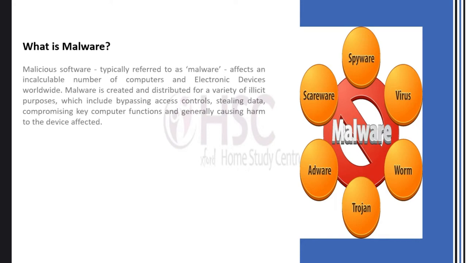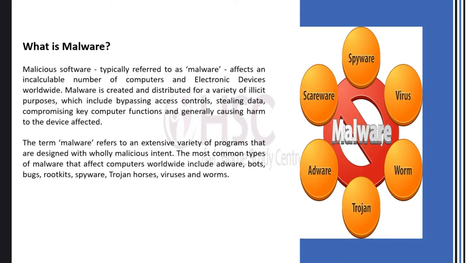What is malware? Malicious software, typically referred to as malware, affects an incalculable number of computers and electronic devices worldwide. Malware is created and distributed for a variety of illicit purposes, which include bypassing access controls, stealing data, compromising key computer functions, and generally causing harm to the device affected. The term malware refers to an extensive variety of programs that are designed with wholly malicious intent. The most common types of malware that affect computers worldwide include adware, bots, bugs, rootkits, spyware, Trojan horses, viruses, and worms.